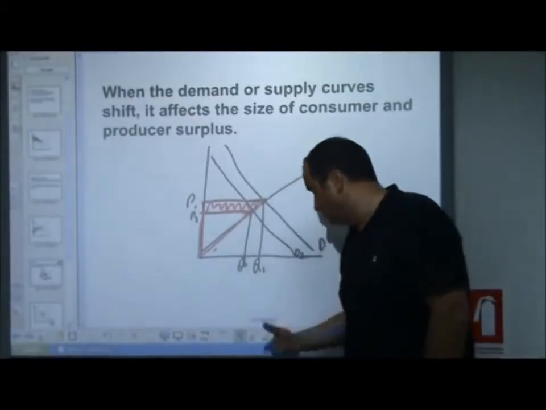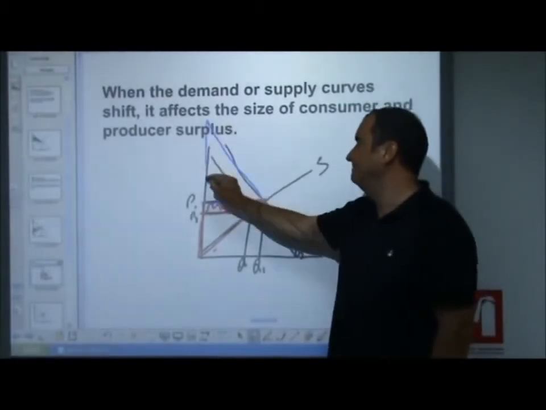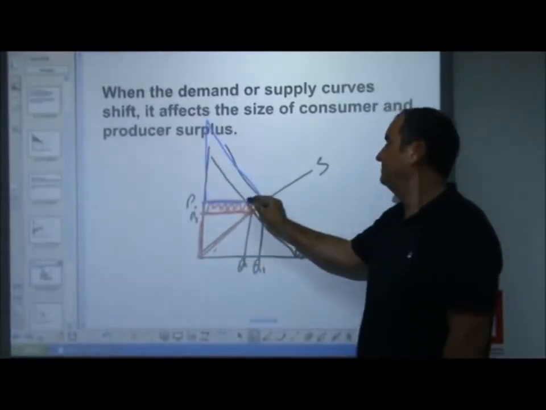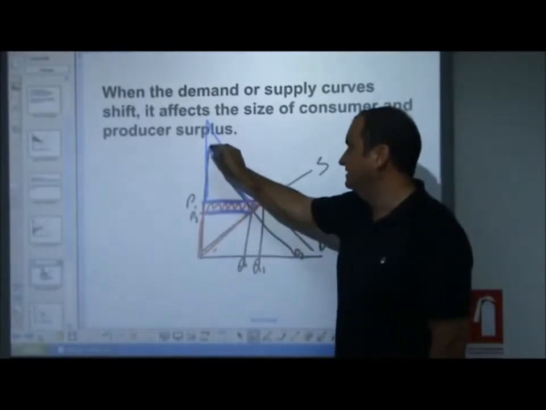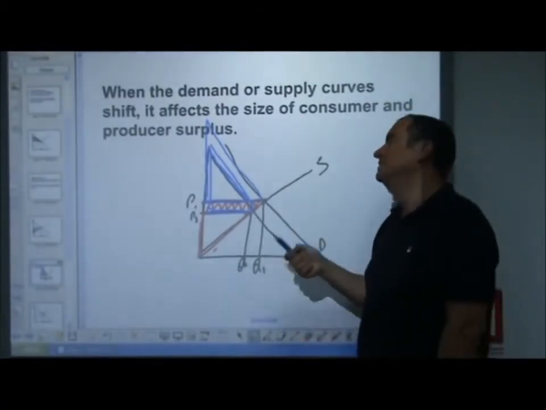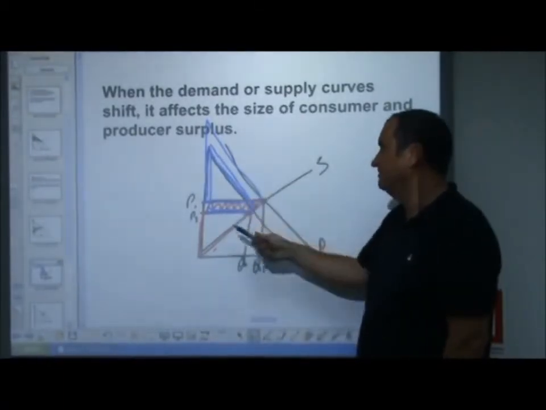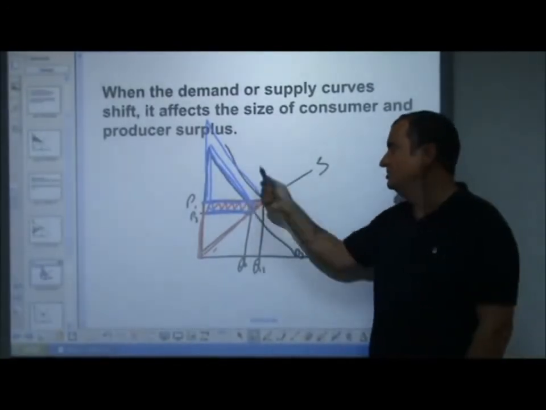Whereas the consumer surplus, which had been here, became this area. This area. There we are. So two parts of the consumer surplus change, the price level and the demand curve, making it a less easy change to show.